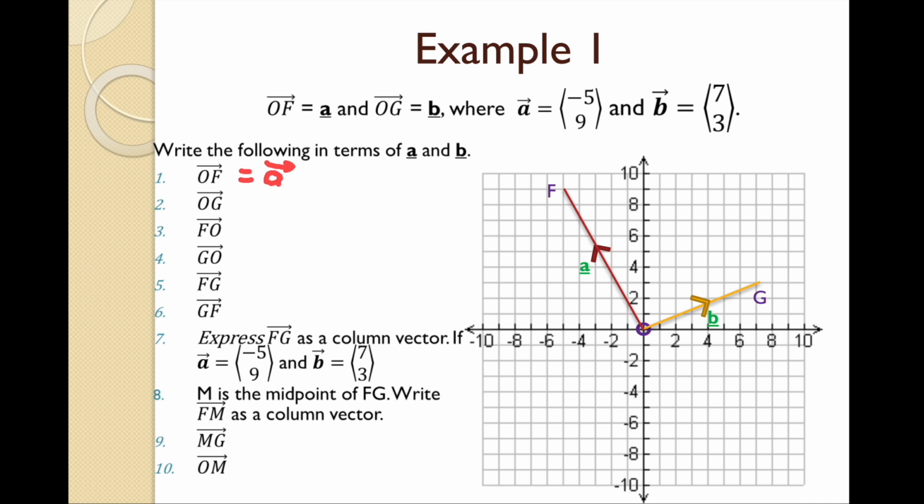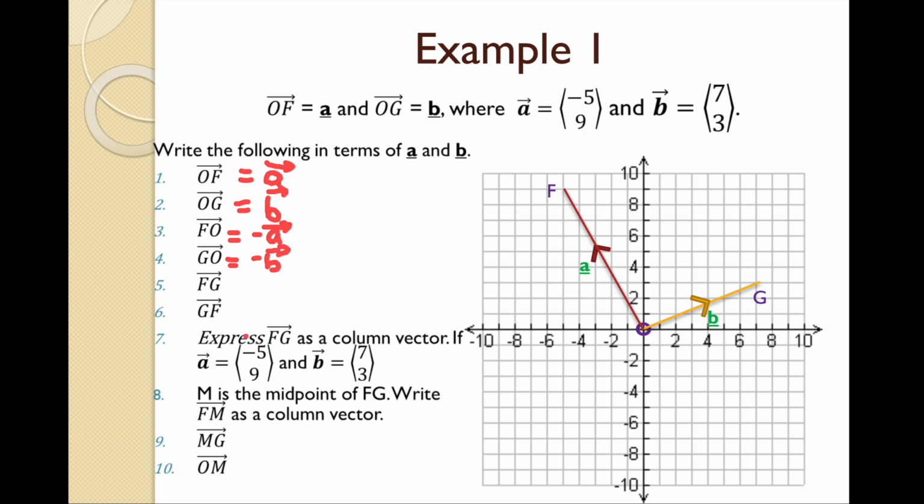You sure? How would you write that? You sure? Think about it. We getting there. Negative A plus B. So let's go through that. OG is actually what? OG is B. And FO is what? Negative A. Okay? FO is negative A. What is GO? Negative B.